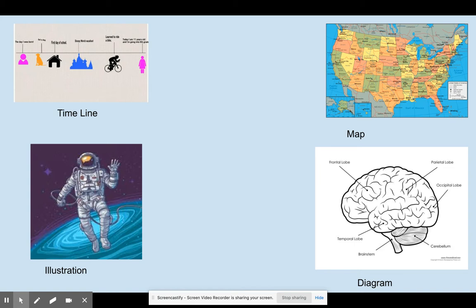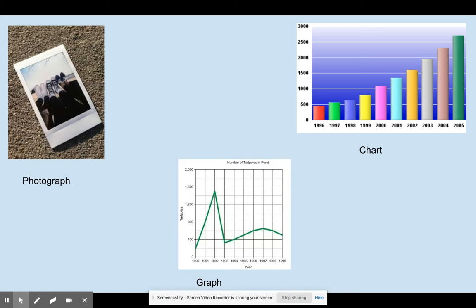You could do an illustration. That's what we're most familiar with. We do a lot of illustrations where we draw the pictures, right? And our pictures that we draw need to match our story. And then a diagram, which we're familiar with from our bug unit, basically is just a picture and it's labeling different things.